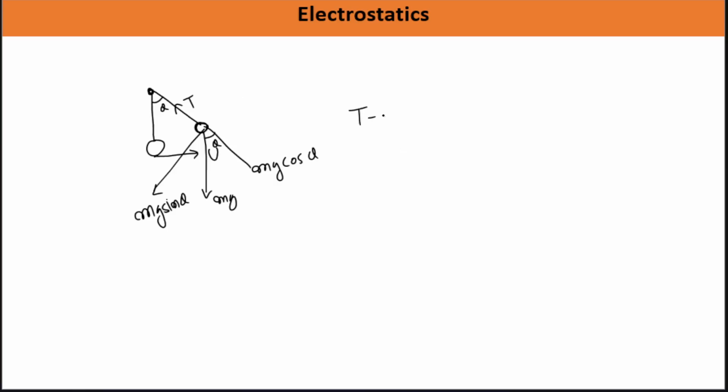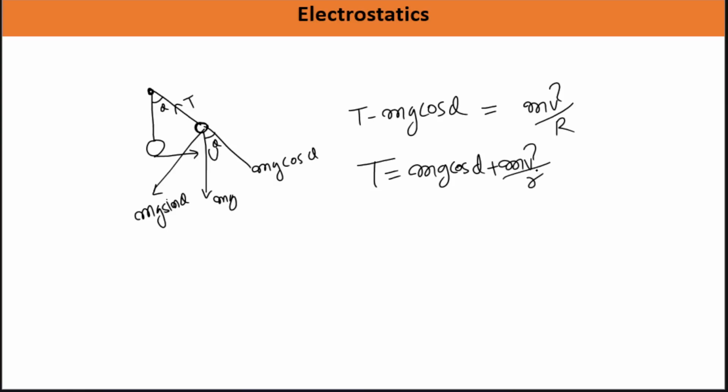So T minus mg cos theta, what will you write? If velocity is v at this point, then T minus mg cos theta is the net force acting towards the center, mv square by r. And if you see here, T will be equal to mg cos theta plus mv square by r. You can clearly see that theta is increasing as it goes up, so if theta is increasing, cos theta is decreasing. In short, the tension is decreasing.